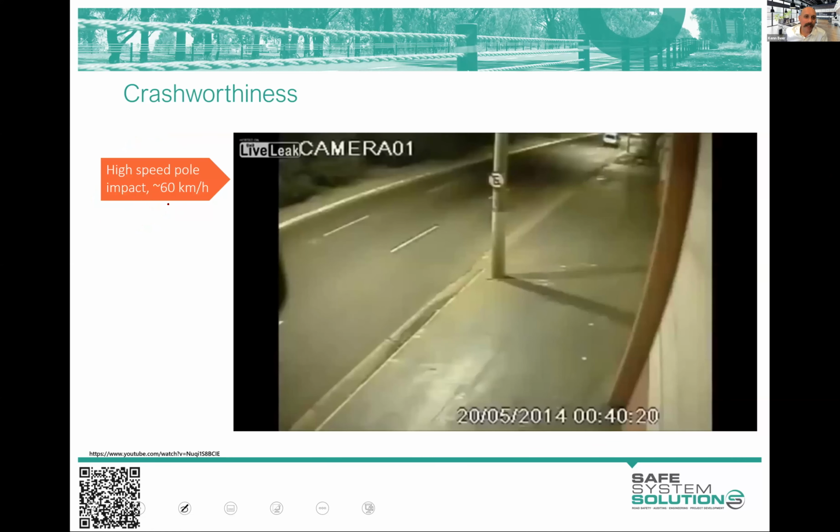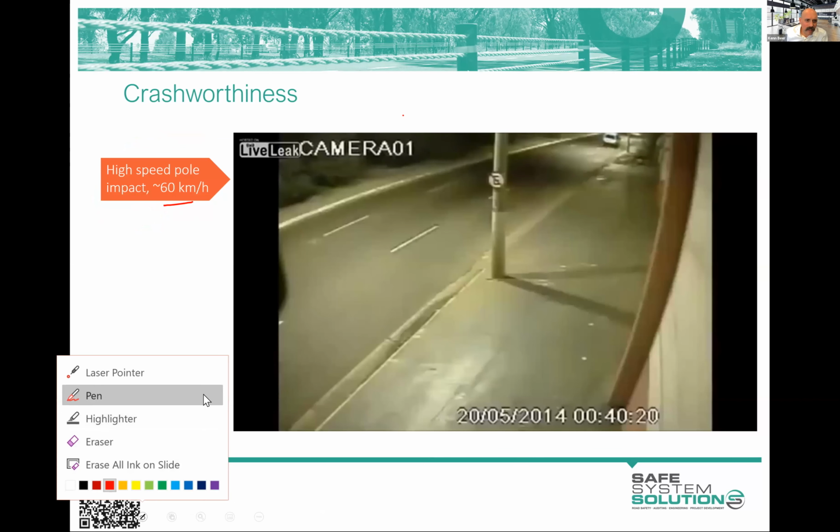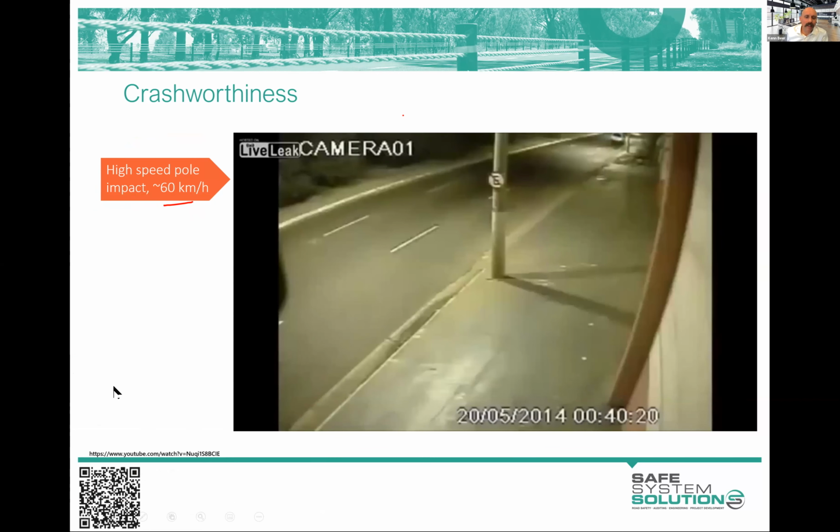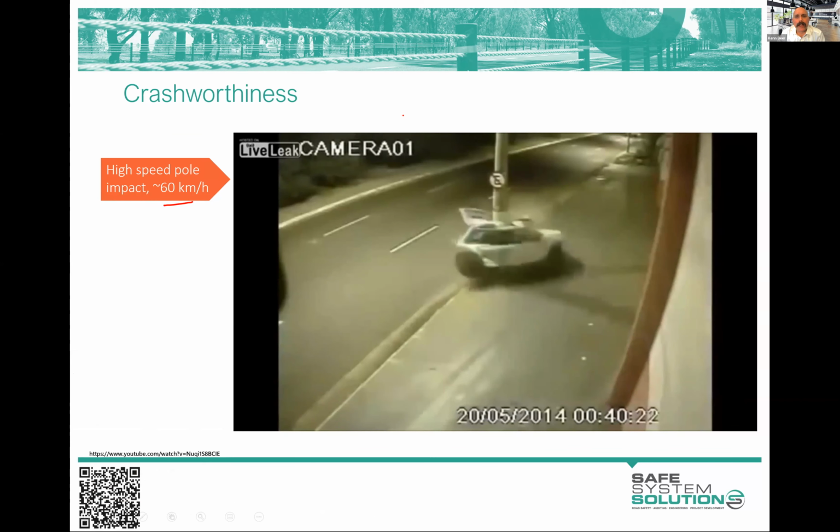This was estimated at a 60 km/h strike with a power pole, just to show you the absolute violence of a crash like this. If I can find the energy involved in that, the kinetic energy is huge.